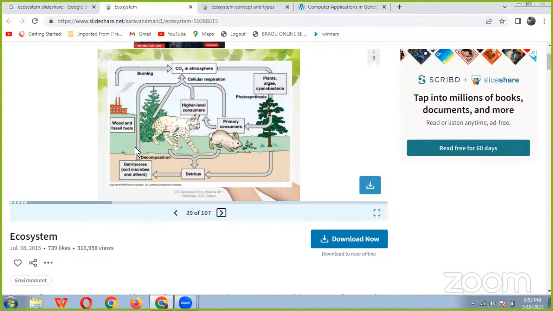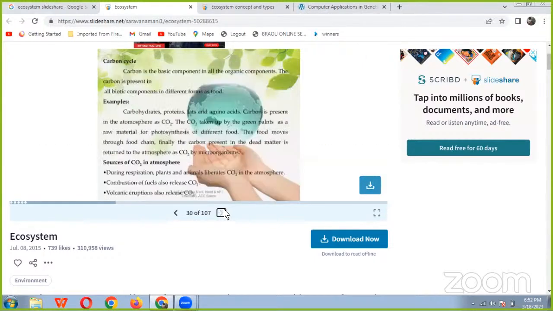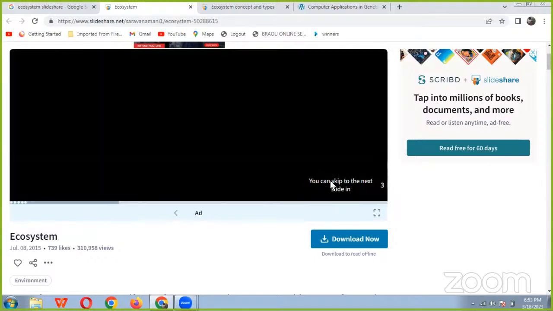Mainly they can convert the cyclic process. The total is the cyclic process, the carbon cycle. Mainly carbohydrates, proteins, amino acids contain carbon, which is present in the atmosphere as CO2. CO2 is taken by the green plants as the material of photosynthesis to make different foods. The food moves through the food chain, and finally the carbon present in the dead material is returned to the atmosphere as CO2 by the microorganisms. This is the cyclic process of the CO2 carbon cycle.